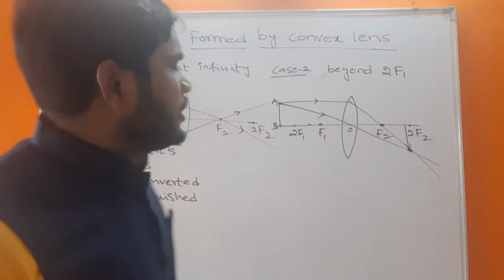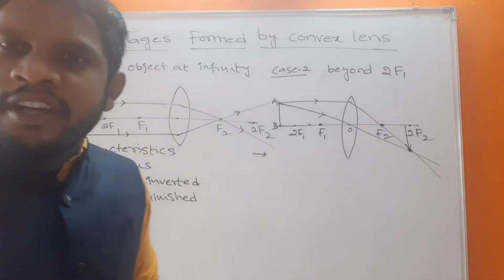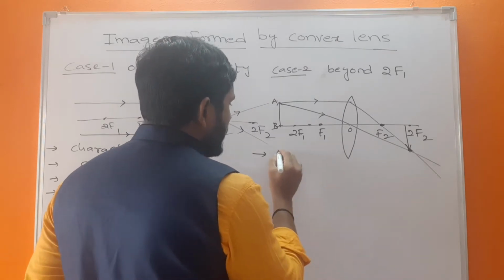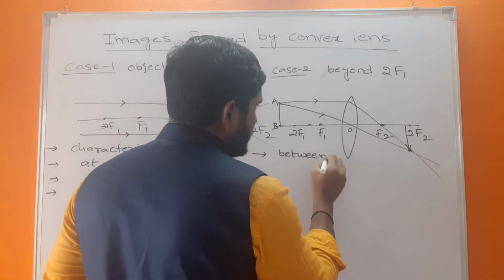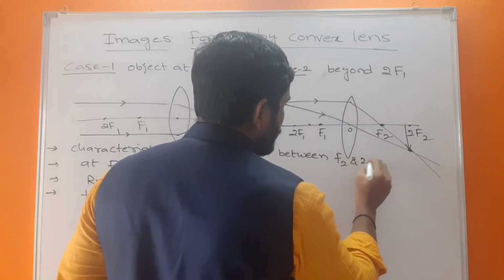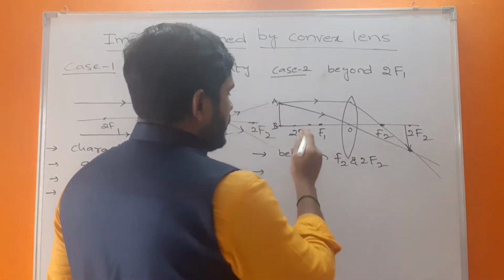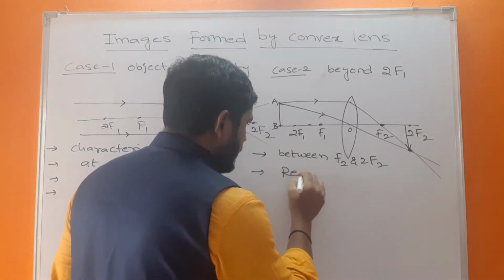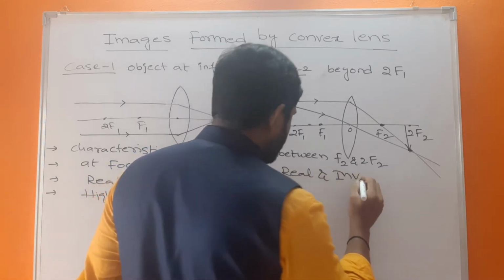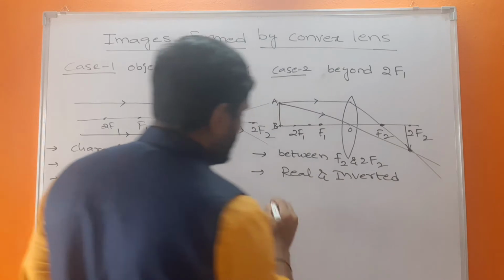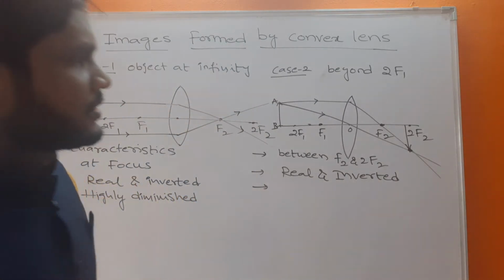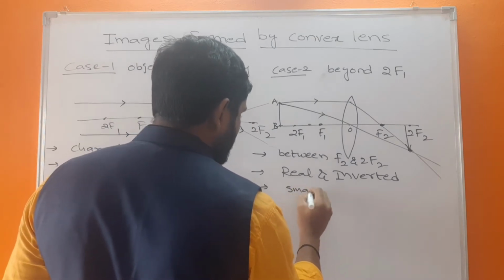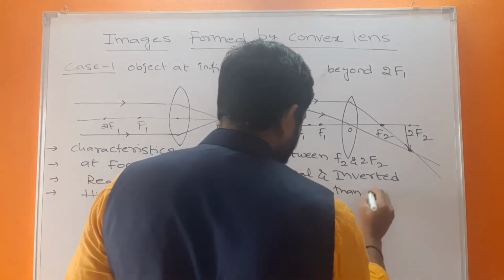Now let us write the characteristics of the image. The position of the image is between F2 and 2F2. Next, the nature of the image is real and inverted. Next, size. The size is smaller than the object.